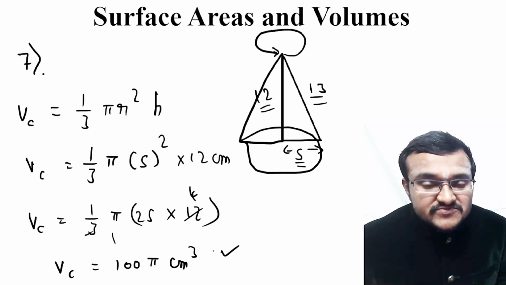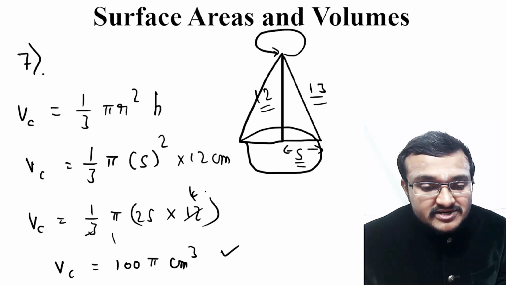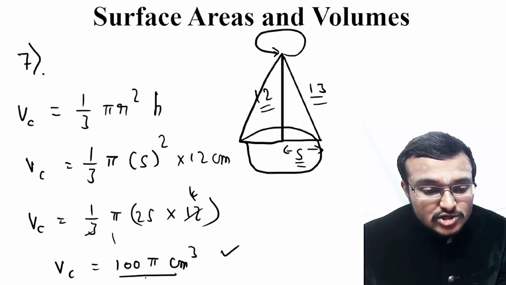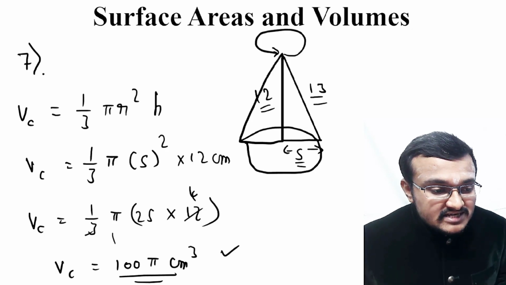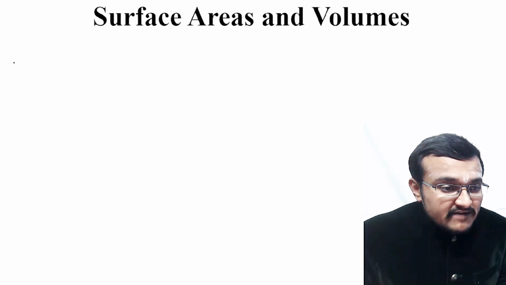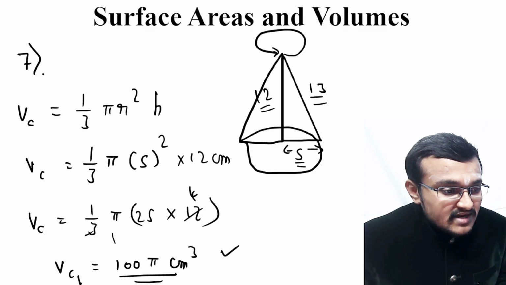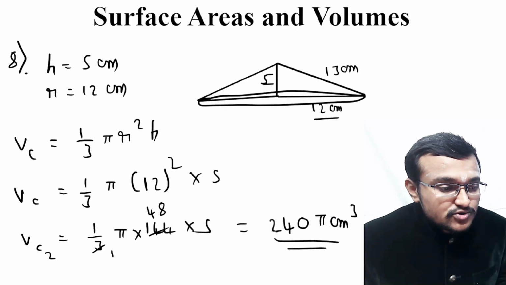And in the previous case, when you are revolving the same right angle triangle about the axis 12 centimeter, then the volume you are obtaining is 100 pi centimeter cube. So here 240, there we have got 100. So now we have to find out the volume ratio. This we will call volume 1 and this volume 2.